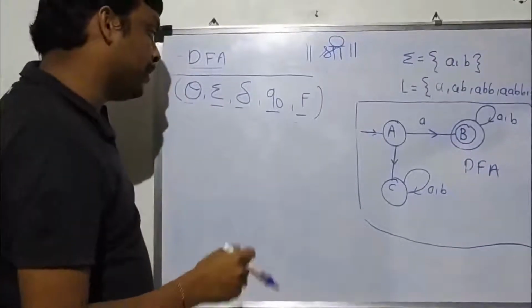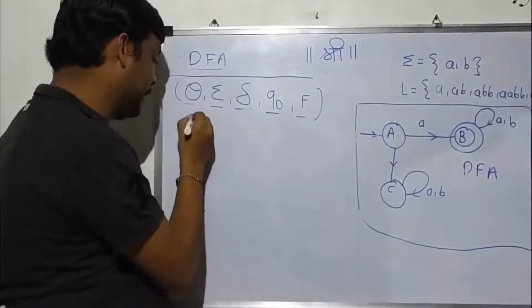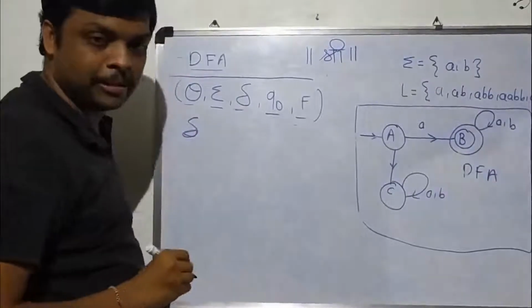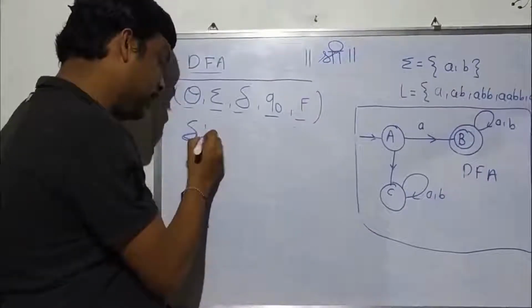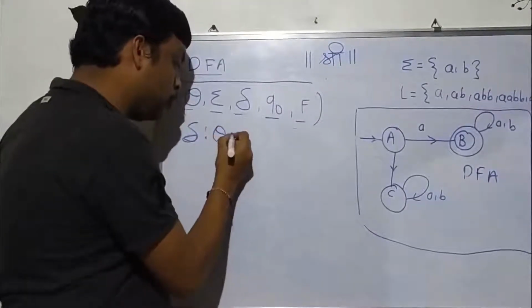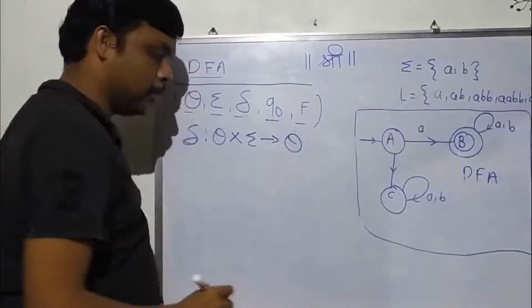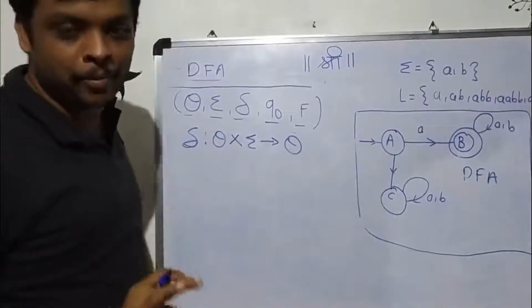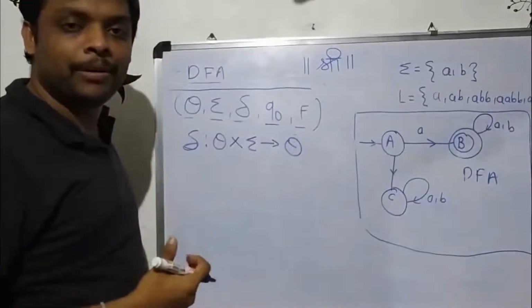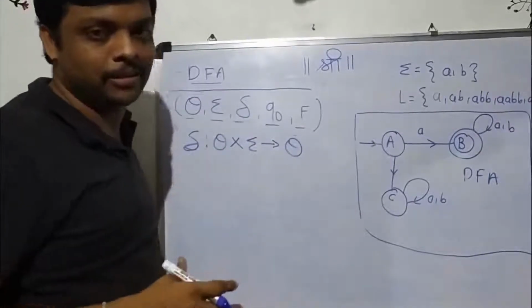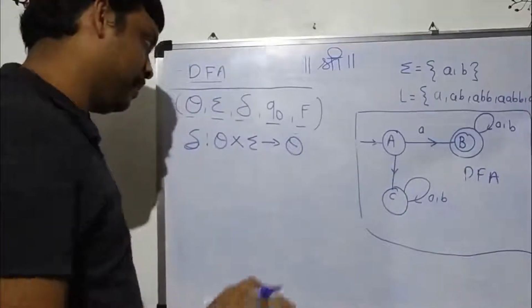Now let us discuss the last function, that is delta. This is a Greek letter, delta. What does delta represent here? Delta is a function from Q cross sigma to Q. This point is slightly complicated to understand. To understand it, you have to take reference of the prerequisite I mentioned earlier, discrete mathematics. You must know how to find a cross product, so we'll revise it.